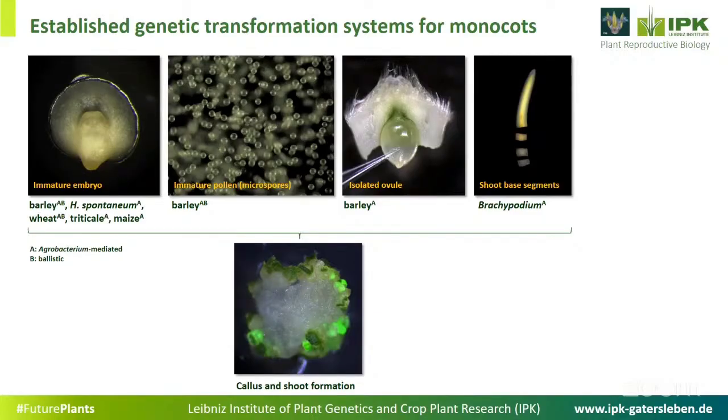The last example is just for the sake of completeness. We have the model grass Brachypodium distachyon, which is not a cereal, it's just a grass, but very comfortable to work with. In this, we have a system where we cut some segments of the shoot base, and this shoot base forms callus, and then we can regenerate plants.